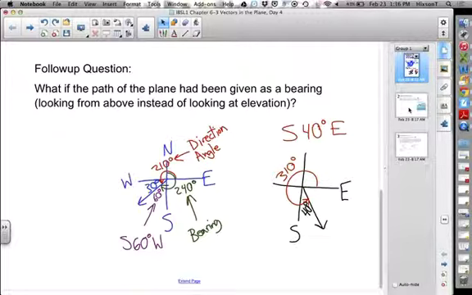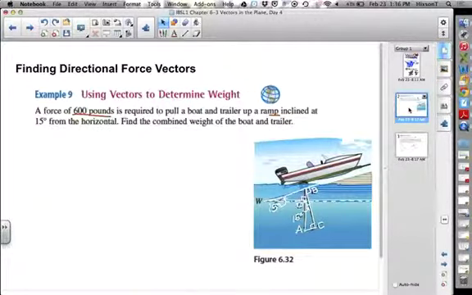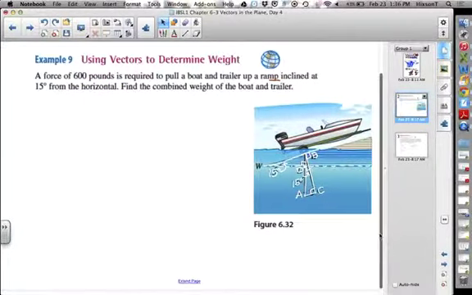Are you gonna give us bearings on the quiz? At this point, you should know what bearings are. That's a yes. Okay. All right.